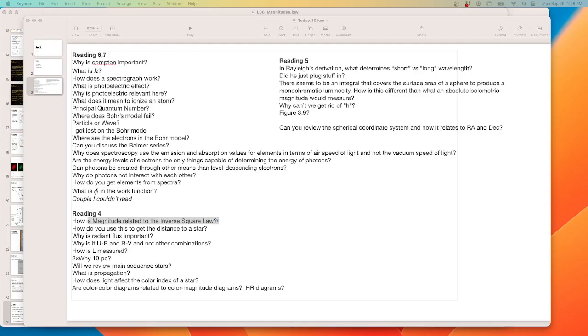Why is it u minus b and b minus v? I'll show you this in a second. And not, so I'm gonna show you 3 filters.